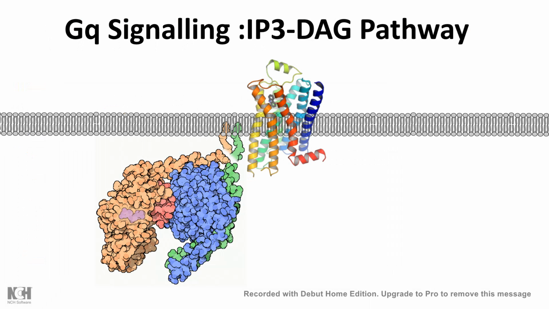Hi, in this video, we'll talk about GQ signaling, and specifically, we will talk about the role of IP3 and DAG as the second messenger in this GQ signaling pathway. It is also known colloquially as the IP3 DAG pathway.